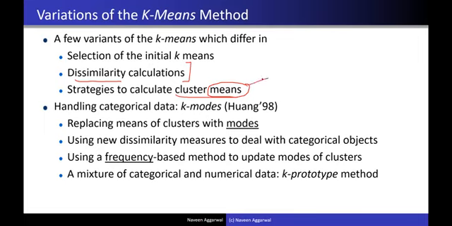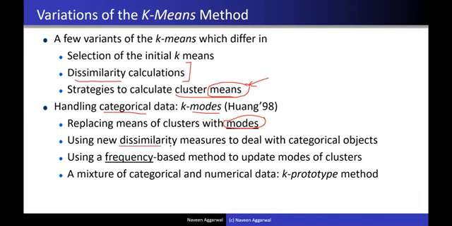We can instead pick the most frequent value, which we call the mode, as the mean, rather than taking the actual arithmetic mean. Then it becomes the k-mode algorithm. In that case, it can also be used for categorical data, because we are not taking the arithmetic mean, but picking up the most frequent value.